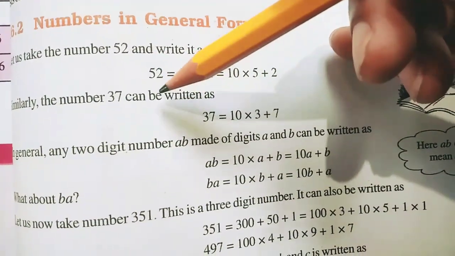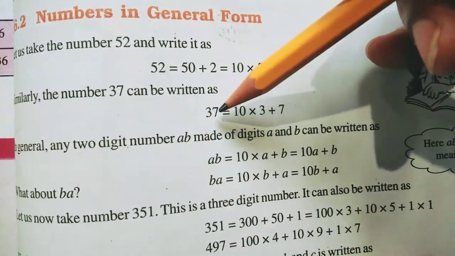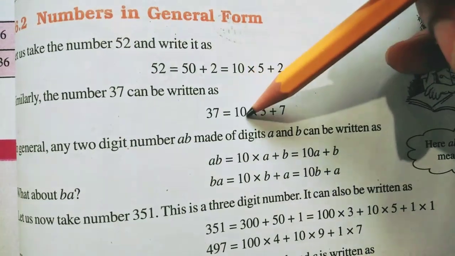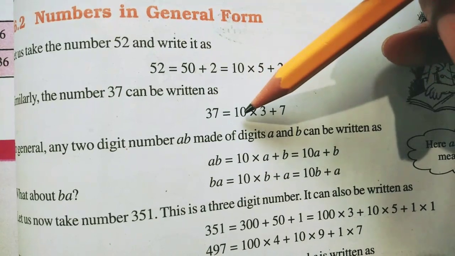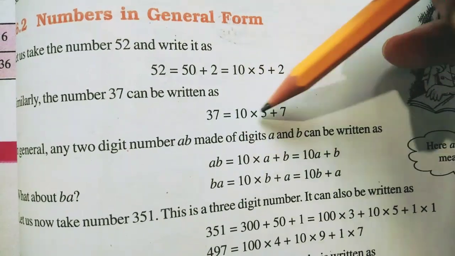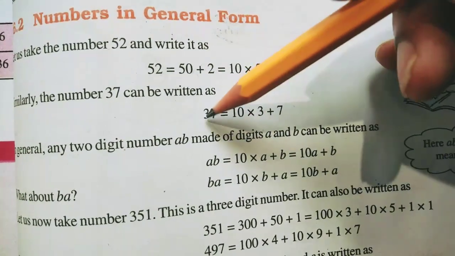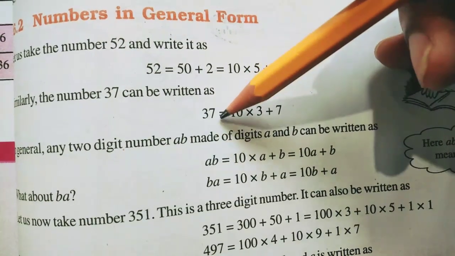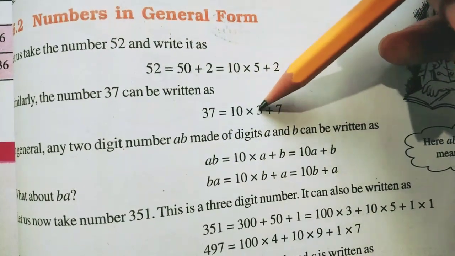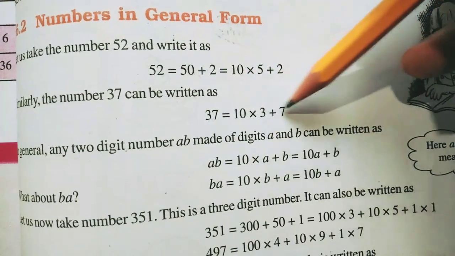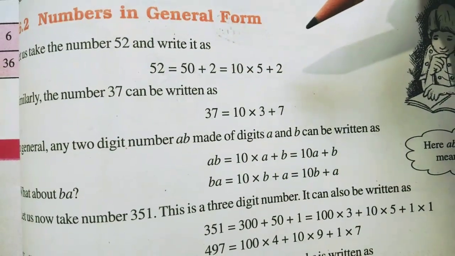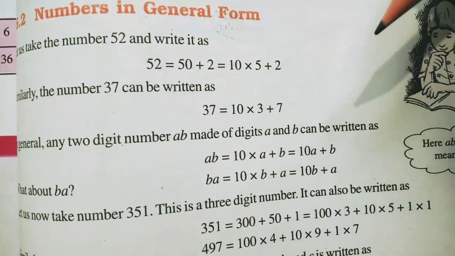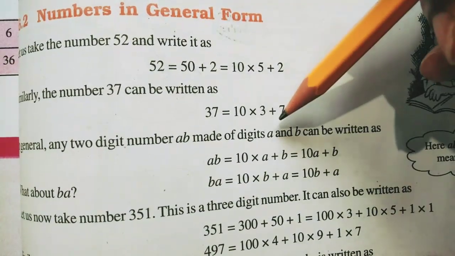Now next see 37. How can you expand, how can you break this number 37? 37 can be written as 30 plus 7. Okay. Then further when you break it, it can be written as 10 into 3. Why 10? Because 3 is in the tens place. So that's why it is written directly 10 into 3. 10 into 3 plus 7. In this way you can expand, you can break the numbers in their place value form. So these are called place values.